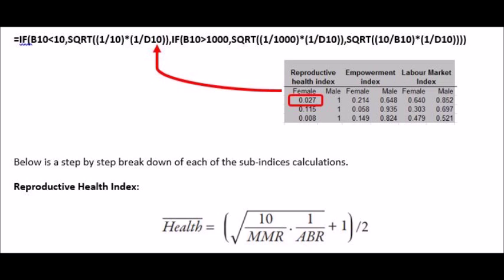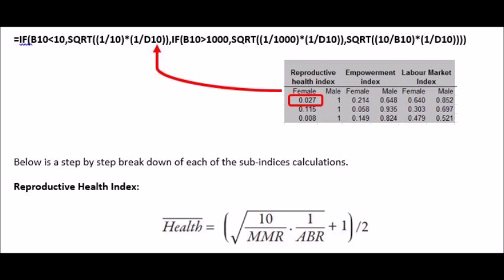For this index, male reproductive health is always represented as 1. Female reproductive health is calculated by taking the square root of 10 over the maternal mortality ratio times 1 over the adolescent birth rate. It should be noted that as higher maternal mortality suggests poorer maternal health, for the maternal mortality ratio, the maximum value is truncated at 1,000 deaths per 100,000 live births, and the minimum value at 10.